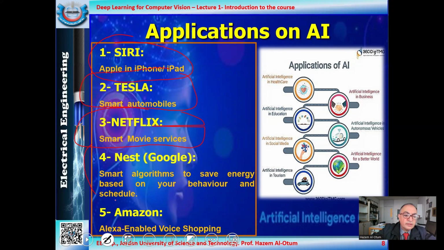Similar things can be found in the Google Nest. Nest is a combination of smart algorithms that can save energy for your device, and it can investigate your behavior and schedule accordingly to help you work longer on your device without losing power for a long time. Another application is Amazon's Alexa-enabled voice shopping.